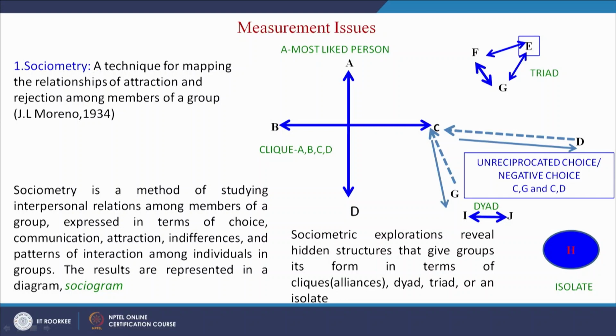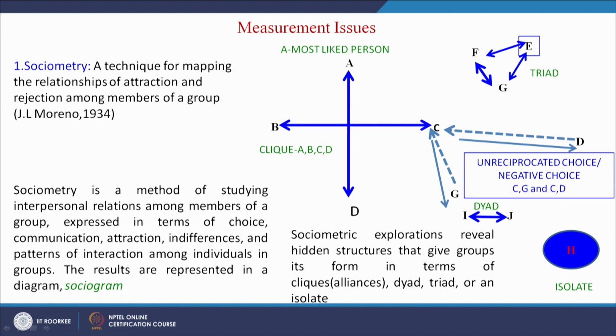Moreno has identified several structures within the group interaction, that is, how people interact with each other and in what manner. So, if I talk about sociometry based on the diagrammatic representation on this slide, we can see many members identified as A, B, C, D, E, F, G, H.